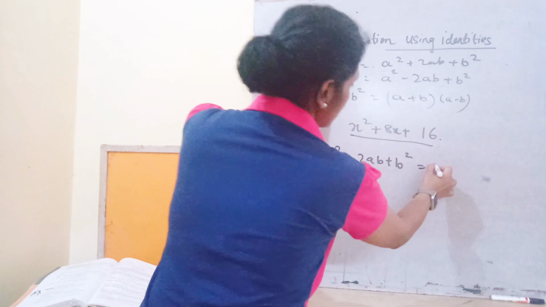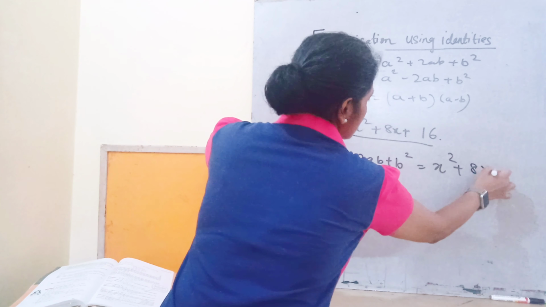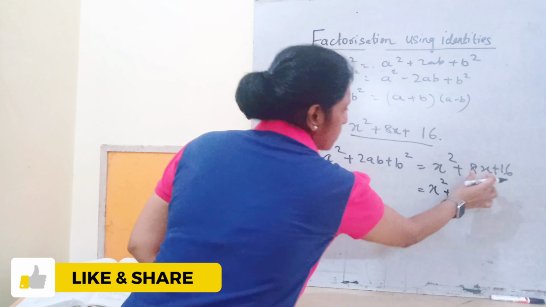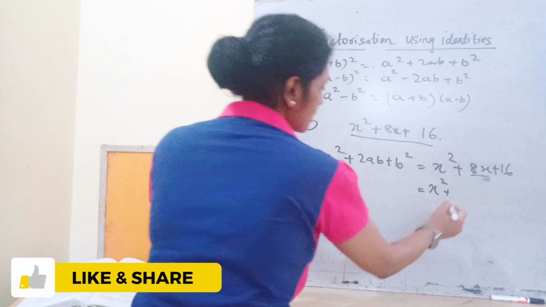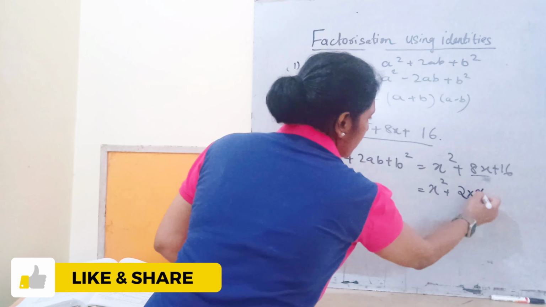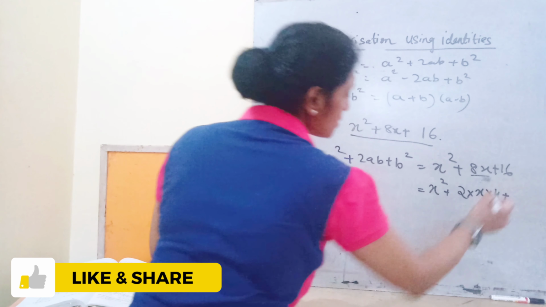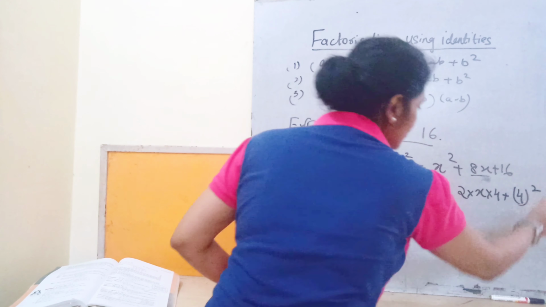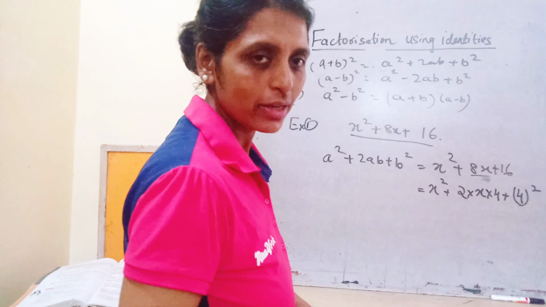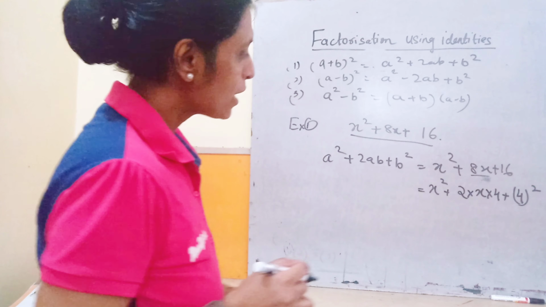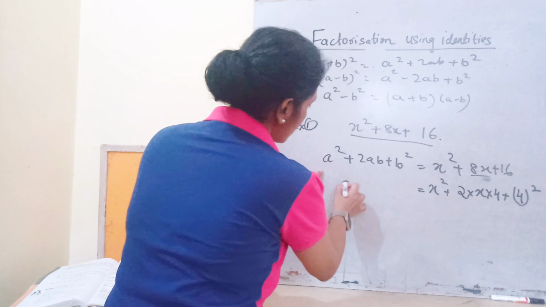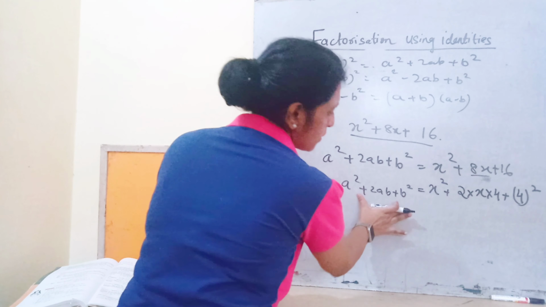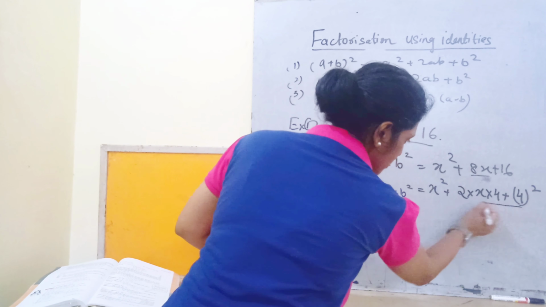Okay, so x square plus 8x plus 16 can be written as x square. This middle term 8x can be written as 2 into x into 4 plus, and 16 is the square of 4, so 16 can be written as 4 square. Okay, square of 4. Okay, now you can compare a square plus 2ab plus b square. Now you can compare this identity with this algebraic expression.